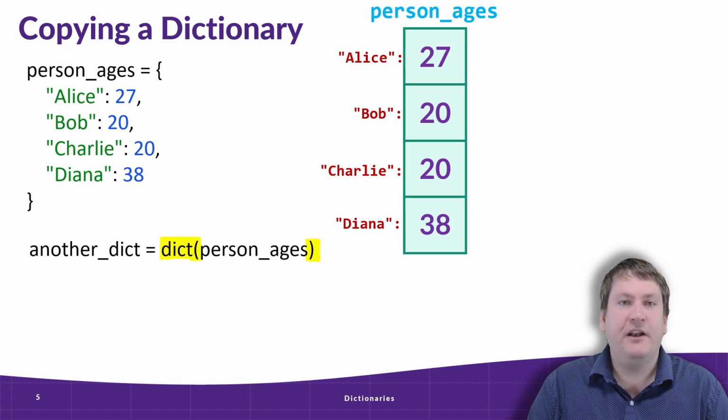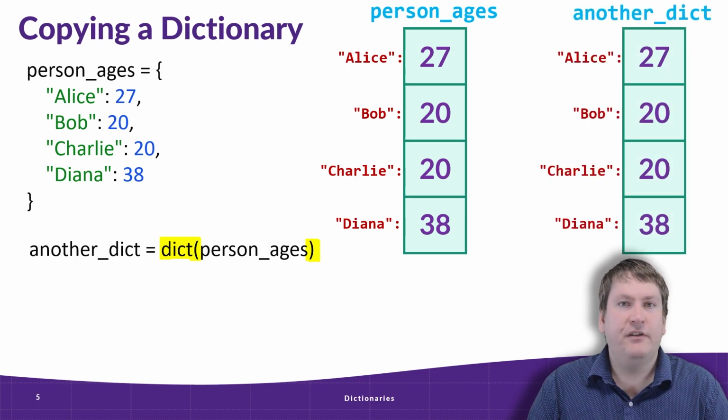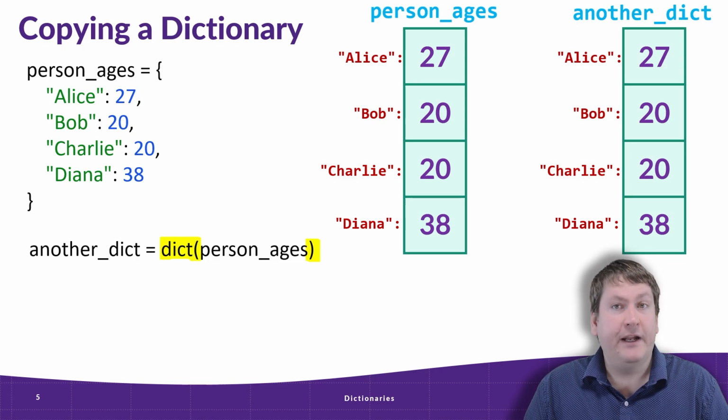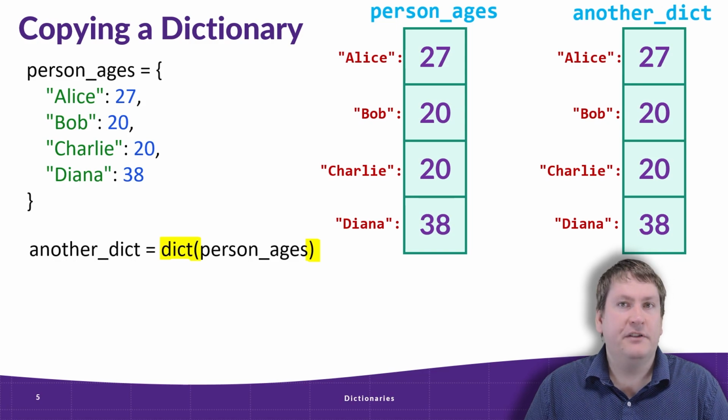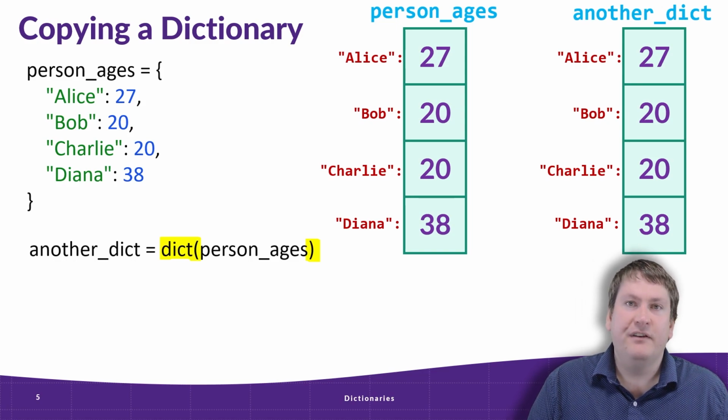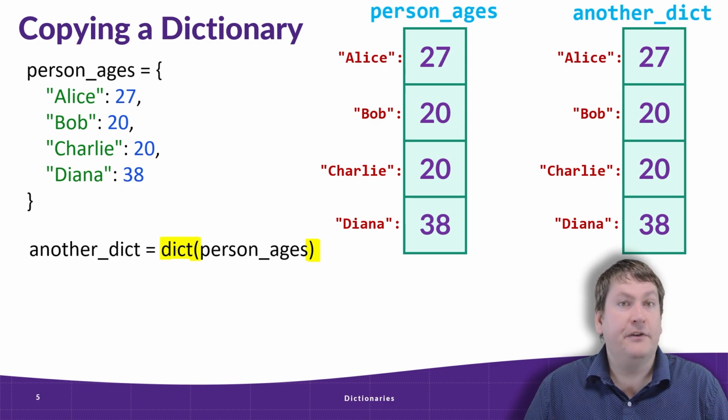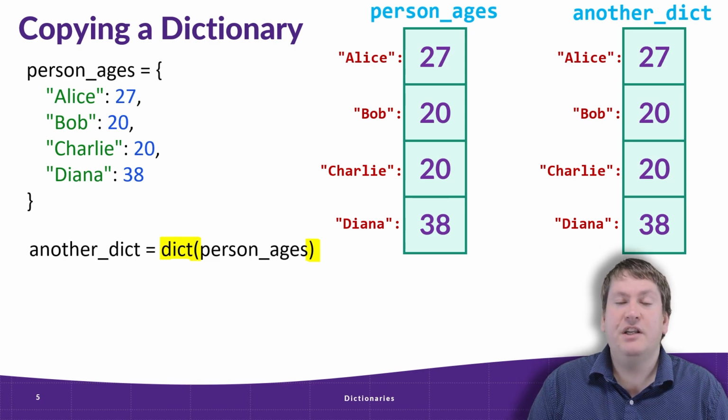Here we change that last line a little bit to add this dict function, and we're passing it the dictionary person_ages. What this does is instead of creating a new reference to person_ages, it creates a copy, another_dict. Now, any changes to another_dict aren't going to be reflected in person_ages, and any changes to person_ages aren't going to be reflected in another_dict. So just like with lists, with dictionaries, we have to be aware of if we're dealing with a reference to the same dictionary or if we're dealing with a copy of that dictionary.